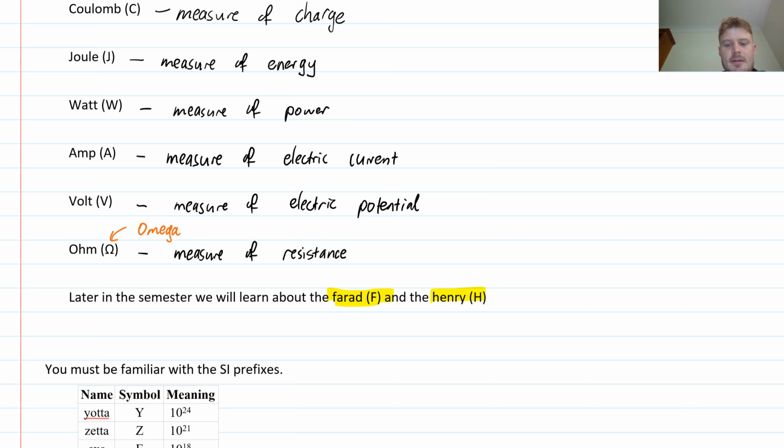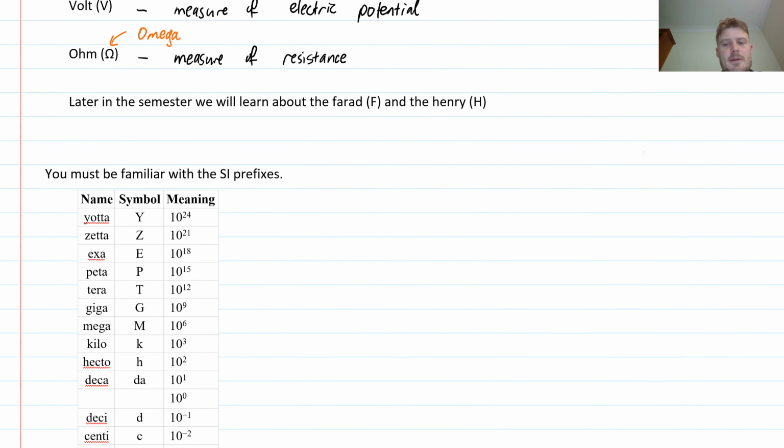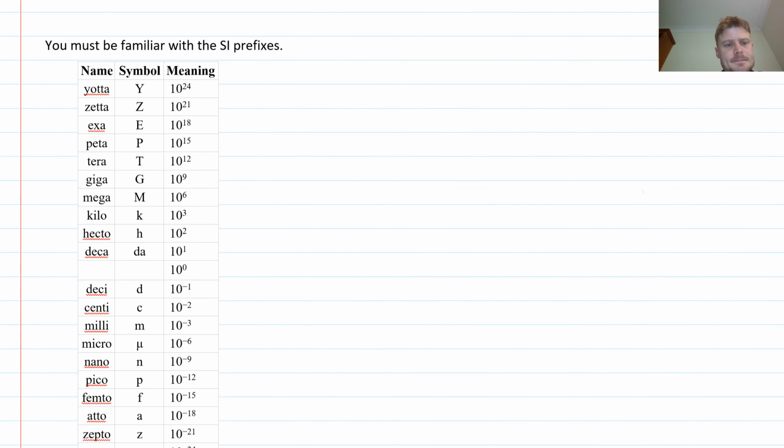And there's a couple of other units which we're going to come across later on in the semester. So that's the farad and the henry. So these are measuring capacitance and inductance respectively. But those are topics that we will leave for a later time.